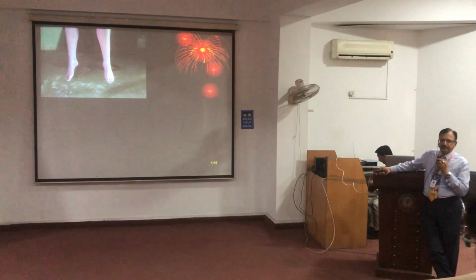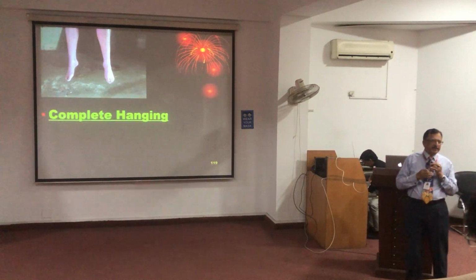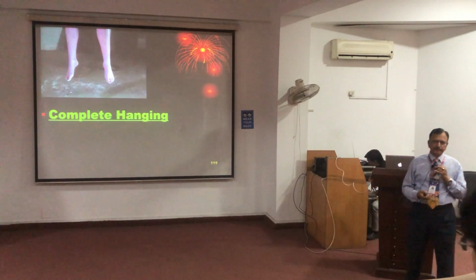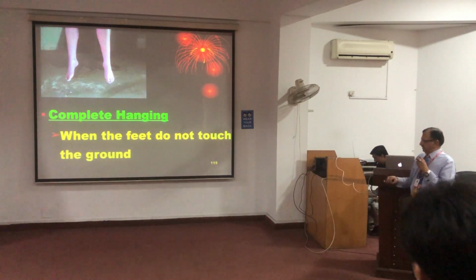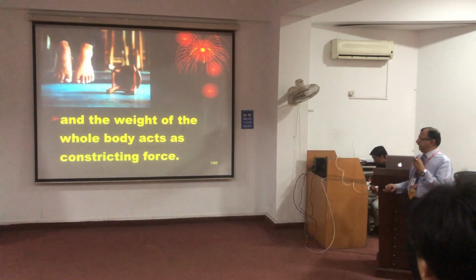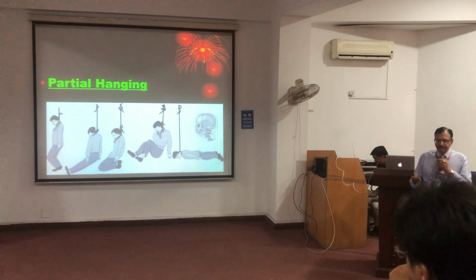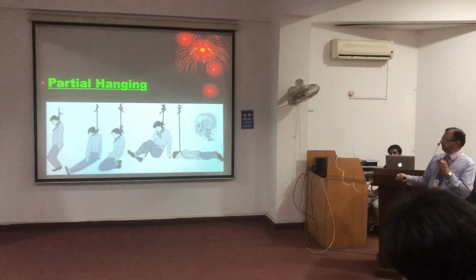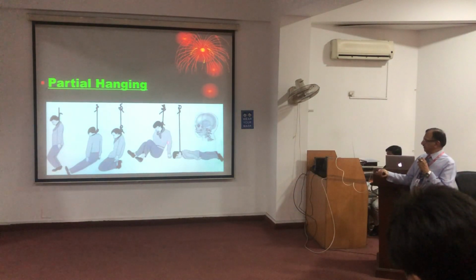Then upon the degree of the suspension, complete. Complete hanging means that the feet are not touching the ground. That means complete hanging. And incomplete or partial is when the feet are touching the ground. It may be any position, inclining forward, reclining, sitting on the knees, or sitting position or prone position.